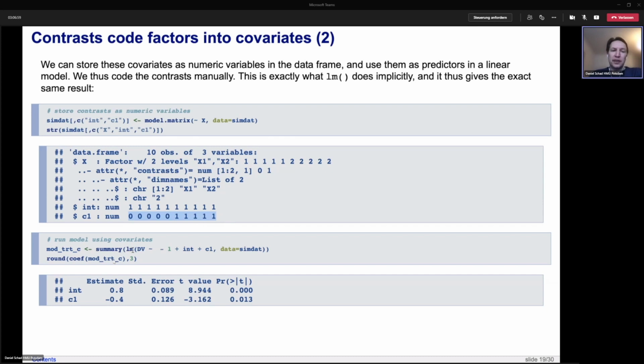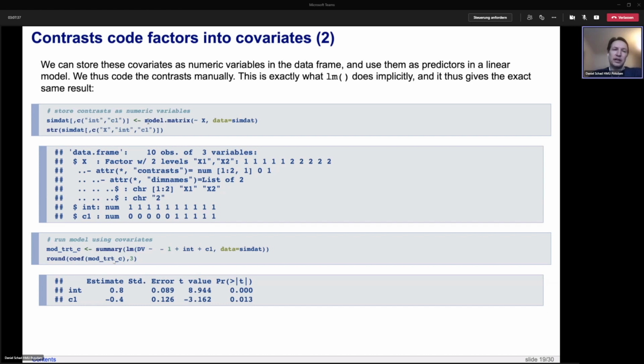Now what we can do, we can run the linear model again, and by typing -1 in the beginning, R knows that we don't want to have an intercept added automatically. Instead, we enter this intercept ourselves by taking this variable, and we specify C1 by specifying this variable. And when we look at the results of this model, we can see that the output is identical. Again, we have 0.8, that's the treatment contrast, the intercept, and -0.4, again, the t-values, p-values, everything is exactly the same.